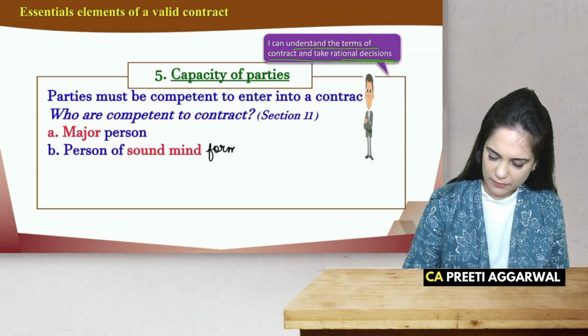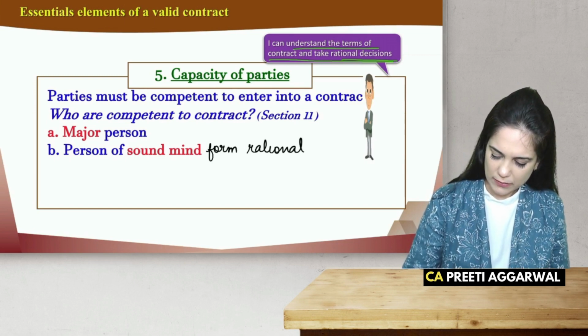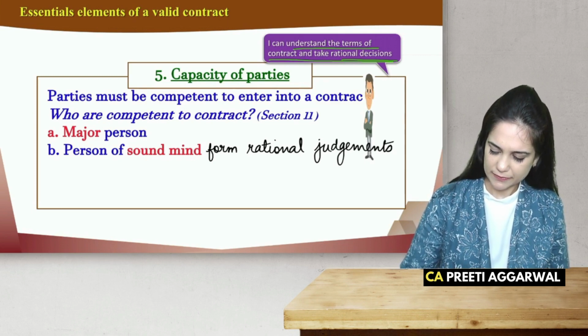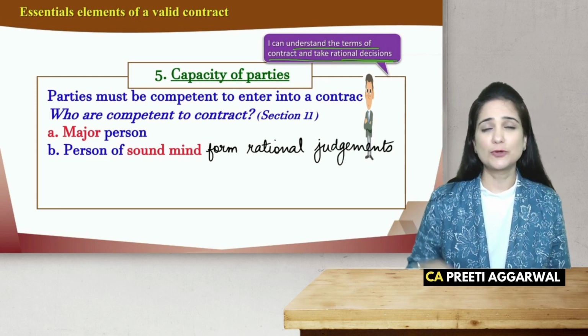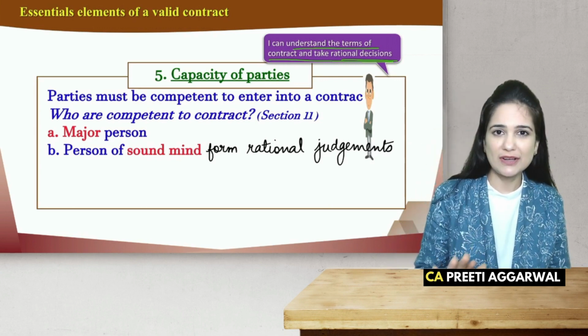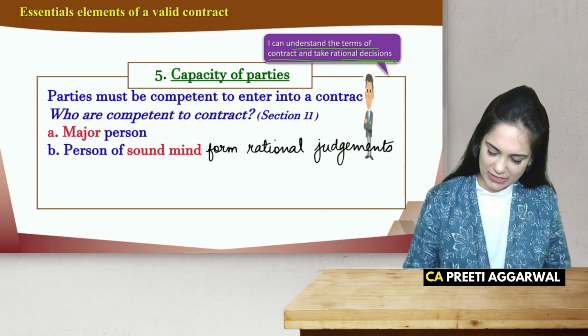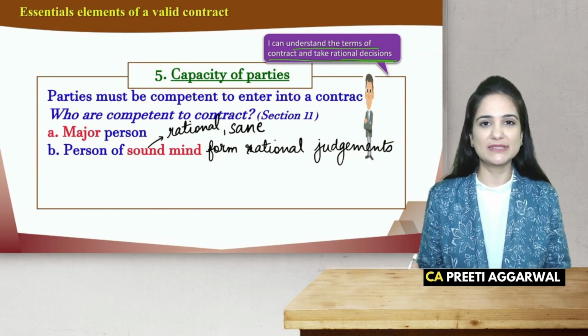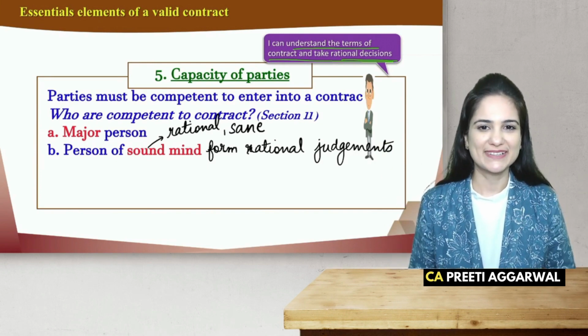Okay, he can form rational judgments. So only a person who is normal, sane, rational, one who can understand the terms of the contract. Sound means he should be a rational person. He should be a sane person, one who can take decisions and understand the terms of the contract.